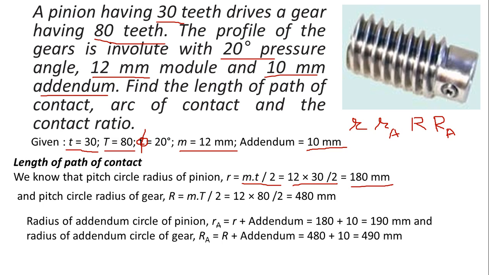Next, the pitch circle radius of the gear, capital R. Capital T will be used there. So mt by 2, 12 into 80 by 2. So you get 480 mm.